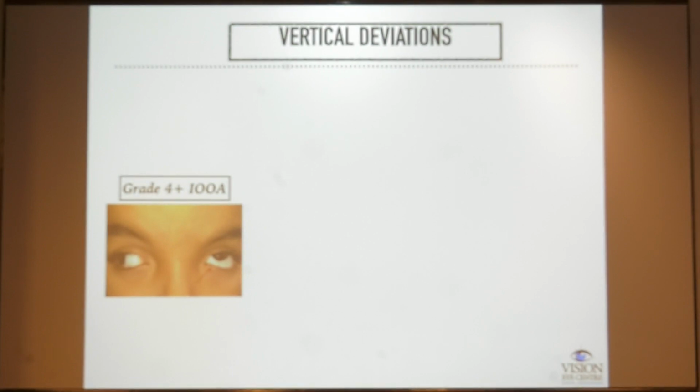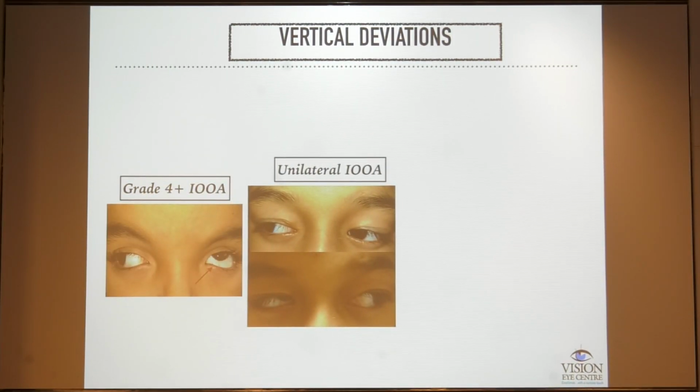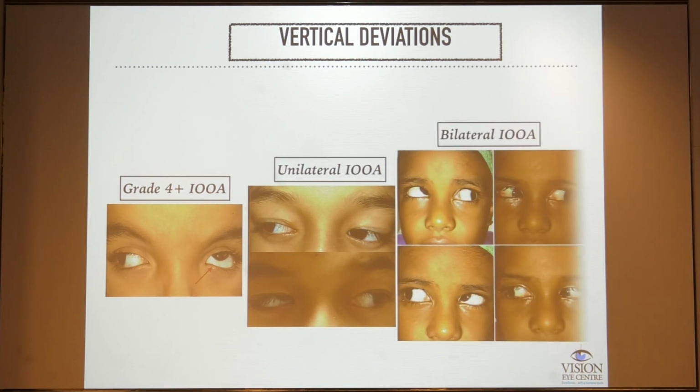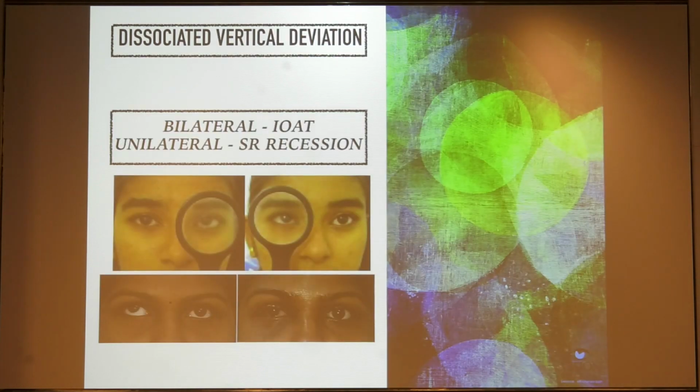Anterior transpositioning of the inferior oblique is done in grade 4 inferior oblique overaction, DVD and superior oblique palsy. For unilateral cases, antero transpositioning should be avoided as it leads to elevation deficit unilaterally. And in bilateral inferior oblique overaction, weakening procedures work best. Likewise, for bilateral DVD, it is better to do an inferior oblique antero transpositioning, and in unilateral DVD, a superior rectus recession can be performed.